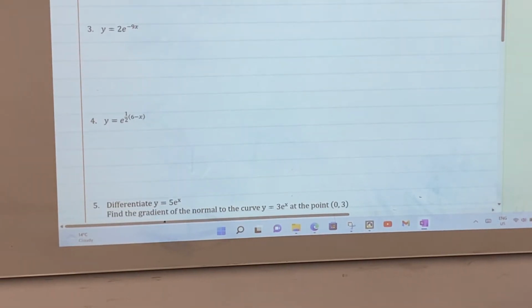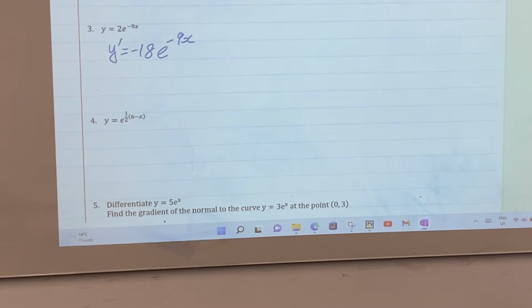Here, 2 is a constant. A constant gets multiplied by that function e to the power negative 9x. What's the derivative of the power? Negative 9, right? So the answer is, finish. Yeah, 2 times negative 9. The rest is just copy. Done.